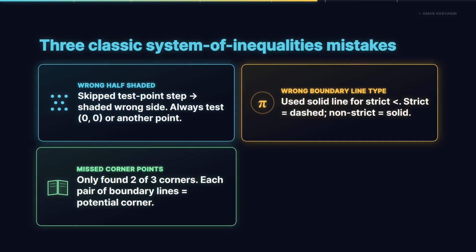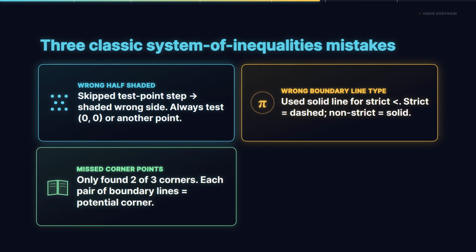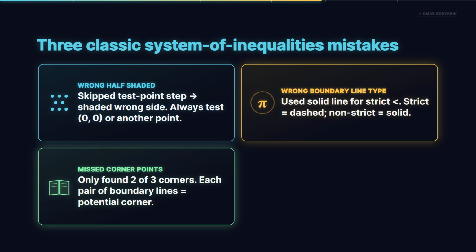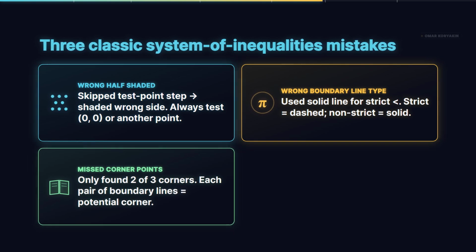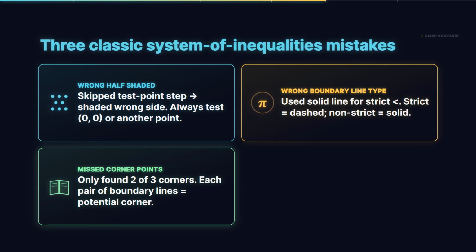The fix is to systematically check every pair of boundary lines, find the intersection point, and verify whether that intersection is inside the feasible region. Some pair intersections fall outside the feasible region and are not corners, others are valid corners. The systematic check ensures no corner is missed.